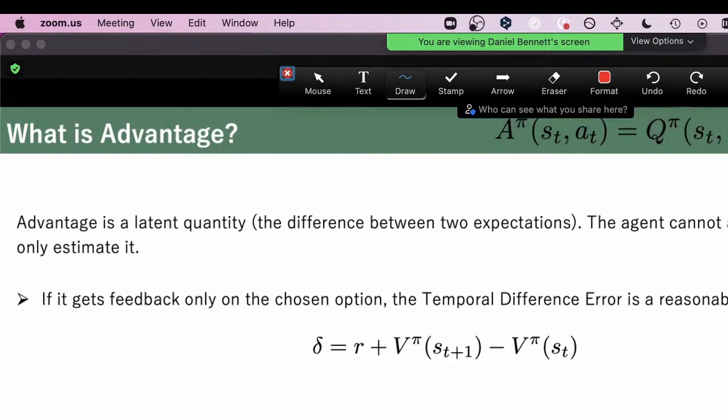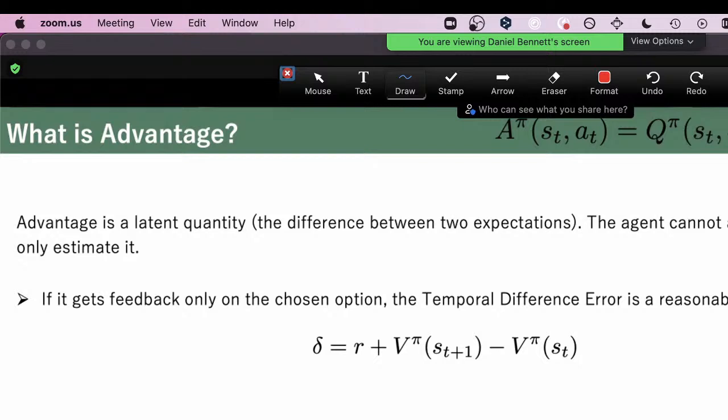But if you get counterfactual feedback, so if you know not only what happened with what you chose, but what would have happened with the thing that you didn't choose, then there's a different way of estimating advantage that has lower variance. That's the equation, but intuitively, you take the reward you actually got, multiply it by 1 minus the probability of taking the action that you actually took, and subtract the probability weighted average of the actions that you didn't take.